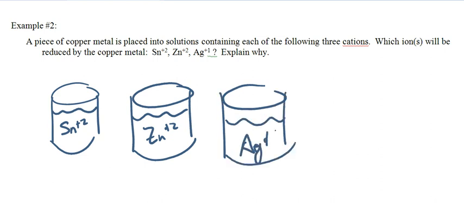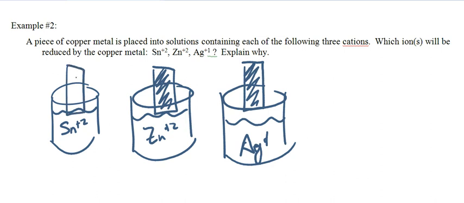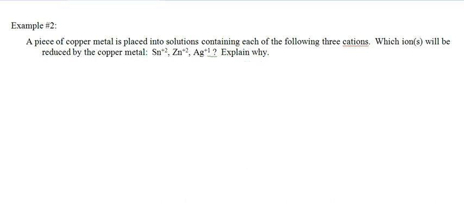And when we look at that, what we're doing is we're placing copper metal in each of these. And the question is asking which of these will cause the reduction of the ion itself to form solid metal. So what we want to do here is actually do the calculation to see if it is a spontaneous reaction. All right, so here's our diagram. Let's go ahead and get right to it. So we know that copper metal, since metal itself has no charge, is being oxidized. We know that it's being oxidized because that's what metals wish to do.